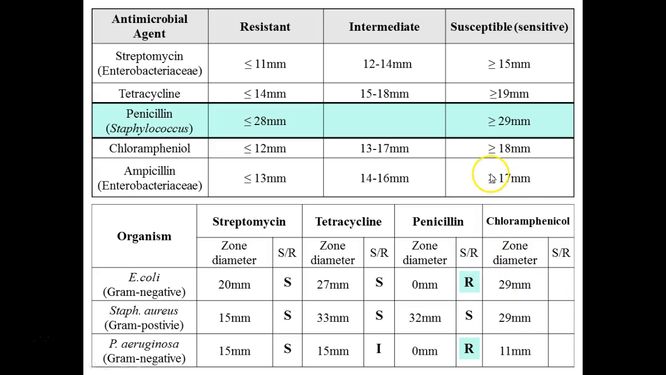For chloramphenicol, it's got to be 18 or greater. So again, these 2 guys, the E. coli and Staph, are sensitive, but again, we have the resistance here for the Pseudomonas.